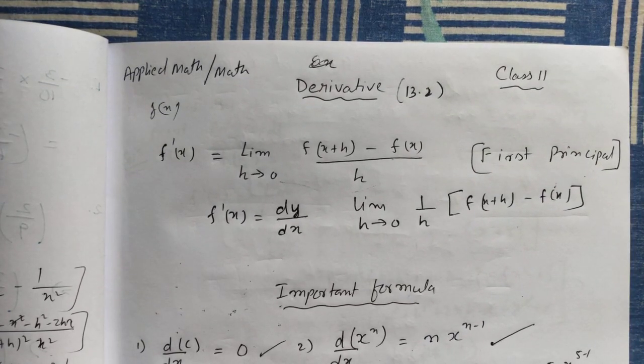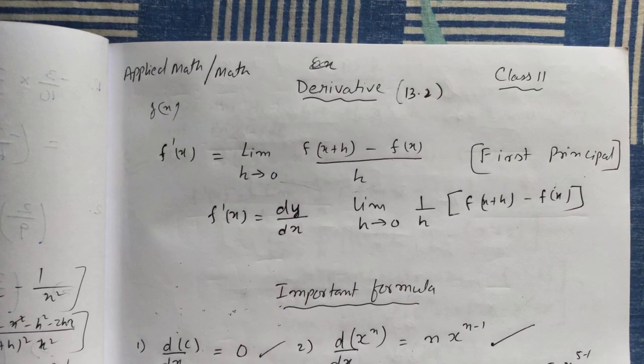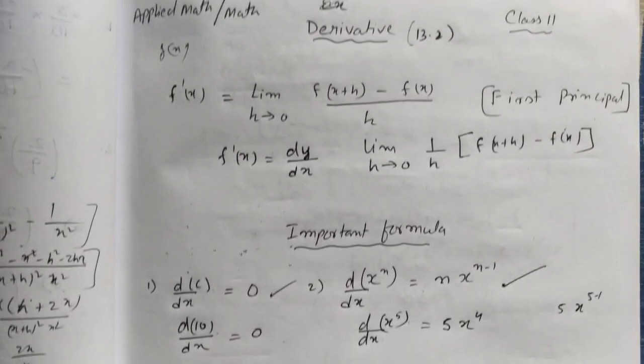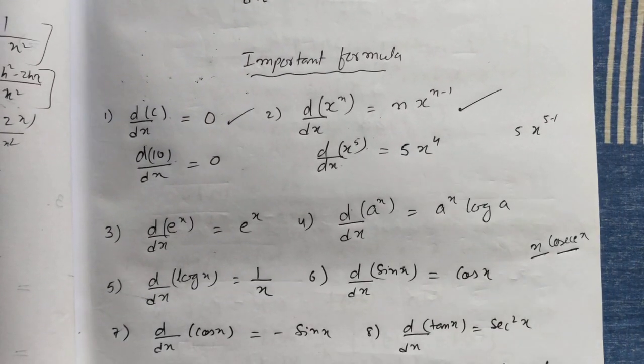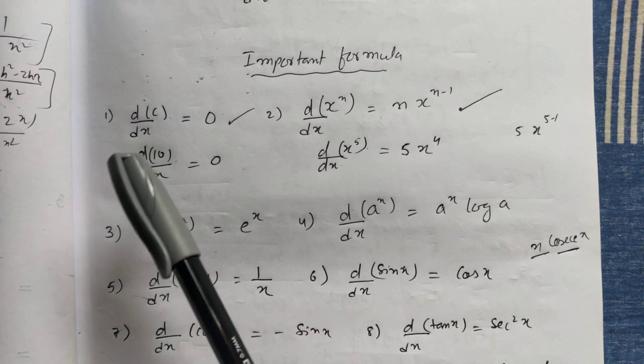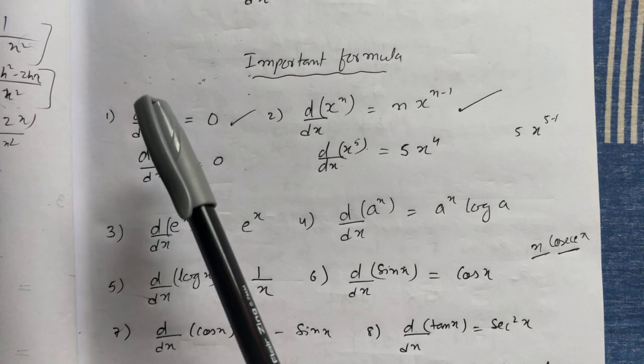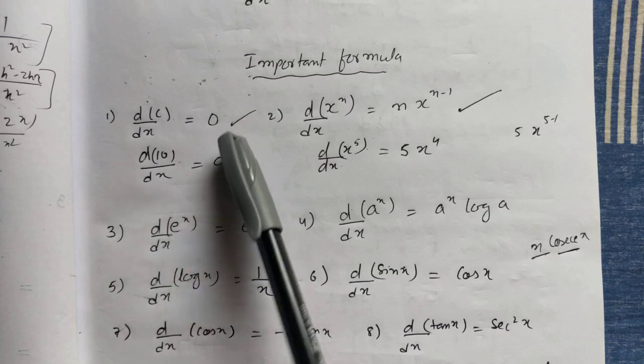Today we'll do exercise 13.2 based on derivatives from question number 5. Before we start question number 5, let's review the formulas. Derivative of a constant term is 0.